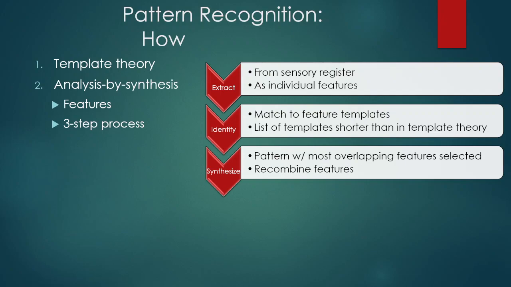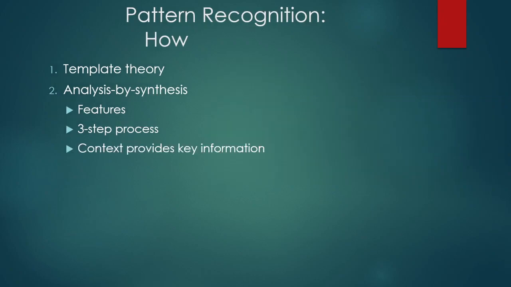Basically, you're going to break it down into its features, compare those features to your knowledge base of features, and then try and pick the object that matches it the most closely. Again, context is going to provide key information. In both of these models, context is going to be key. It always is, though, in all of our perceptions. So all the things I said when we were talking about template theory hold true for the analysis by synthesis as far as those context cues.